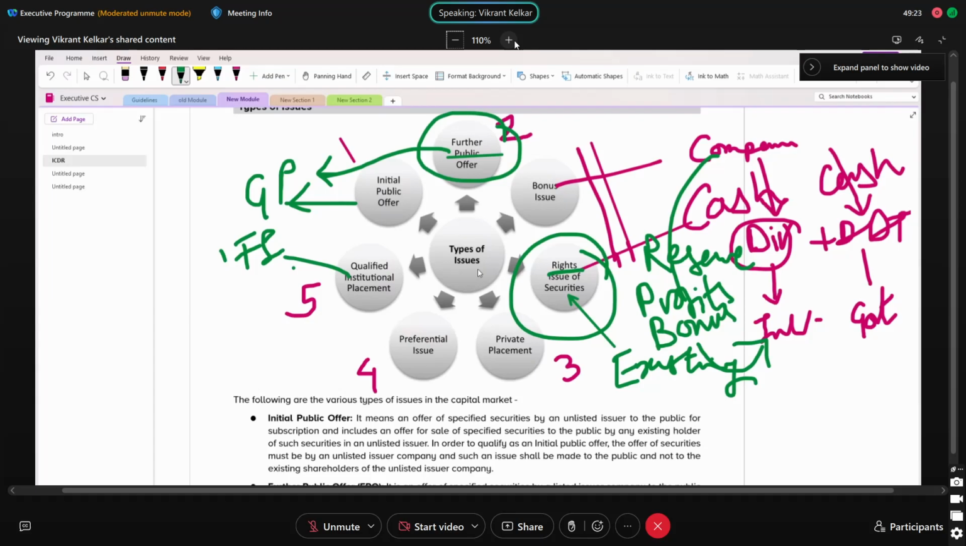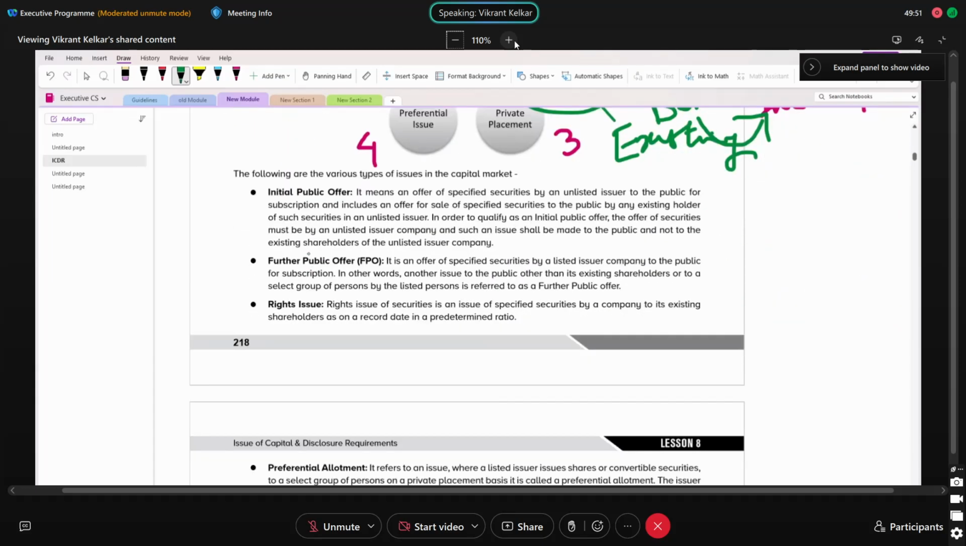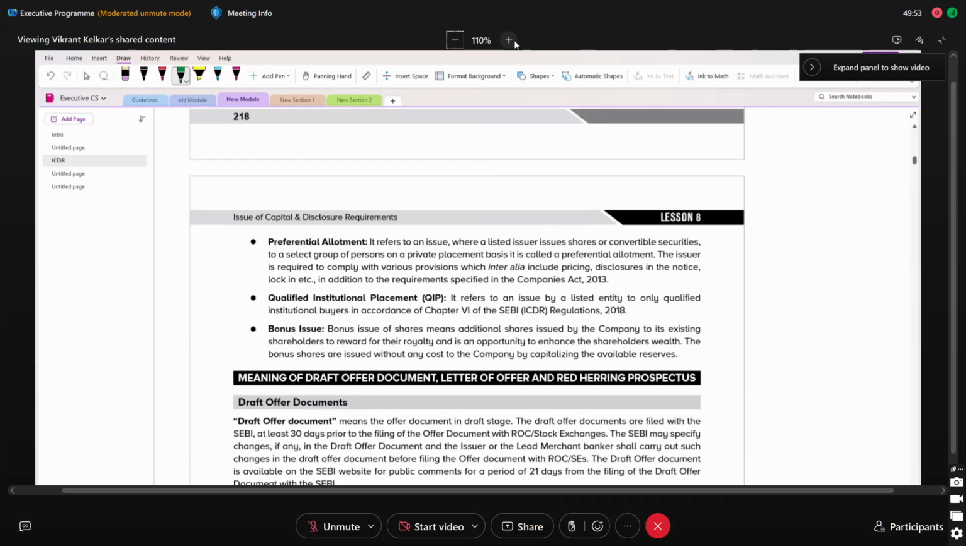Who is buying? In an IPO, the general public; in an FPO, the general public; in a qualified institutional placement, QIBs; in a preferential issue, known persons. So all these types of issue depend on to whom we are issuing securities and what the consideration is. The consideration is also important, but the title of the regulation is Issue of Capital, so there can be an issue of capital in all these scenarios. We got the explanation in the module itself.